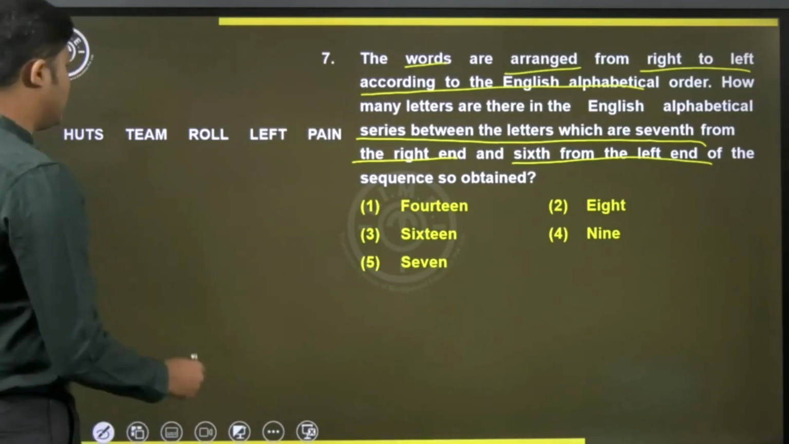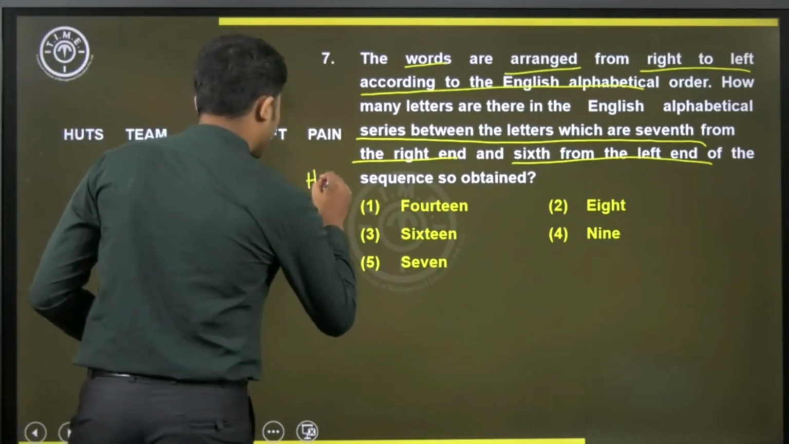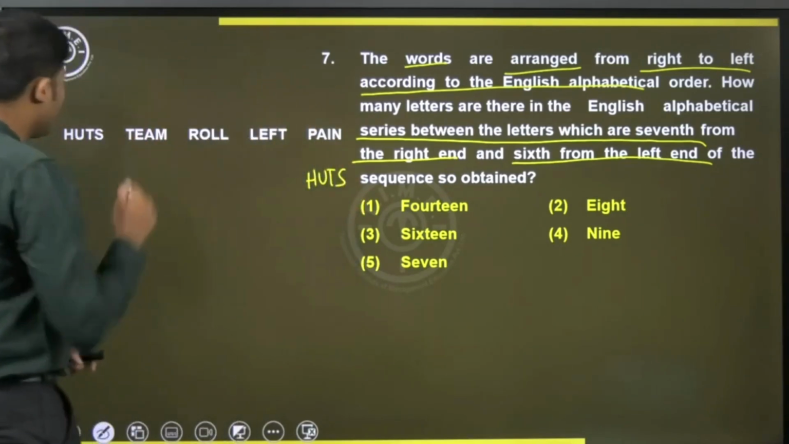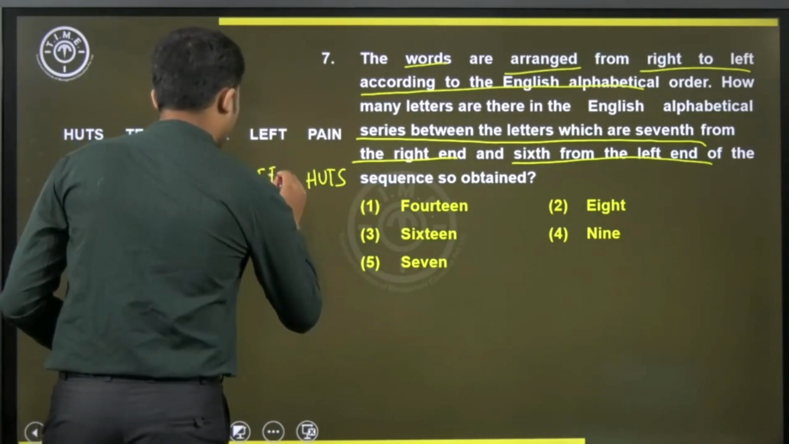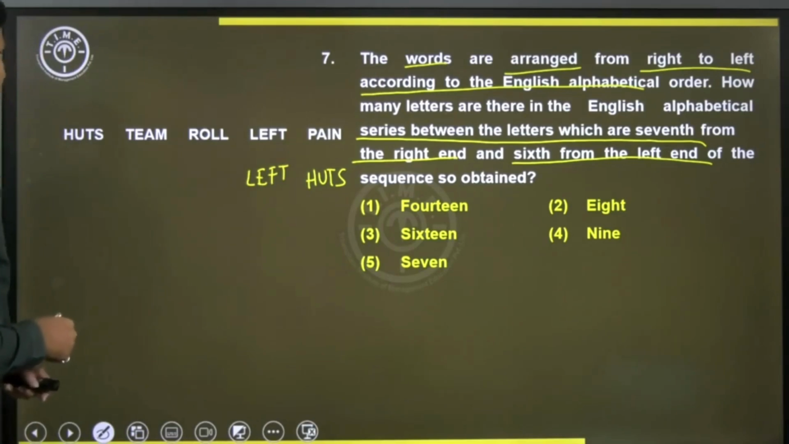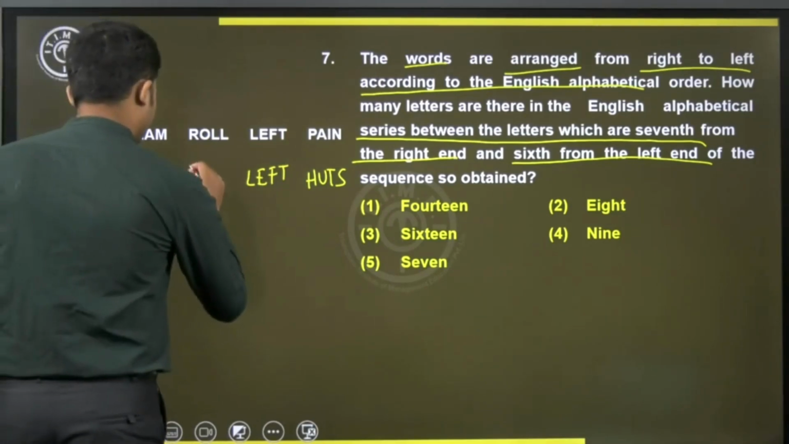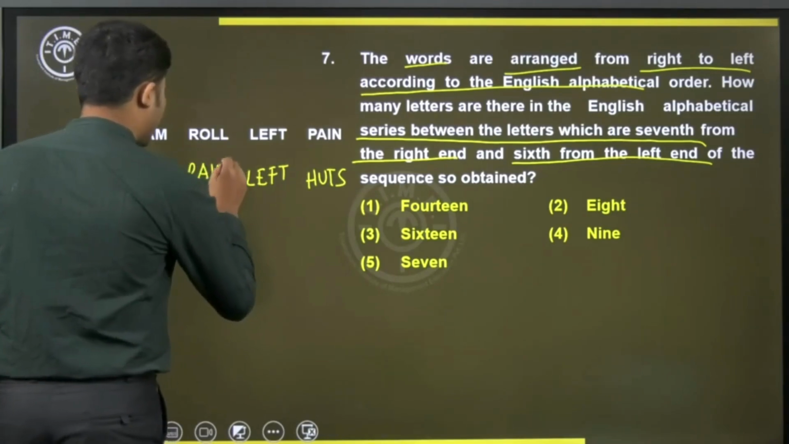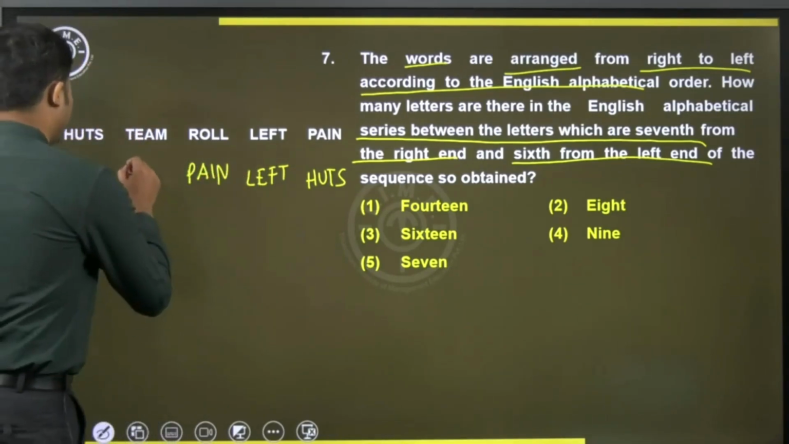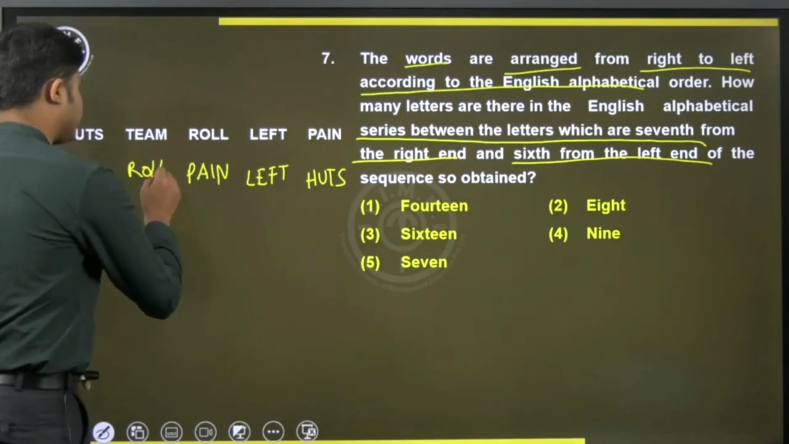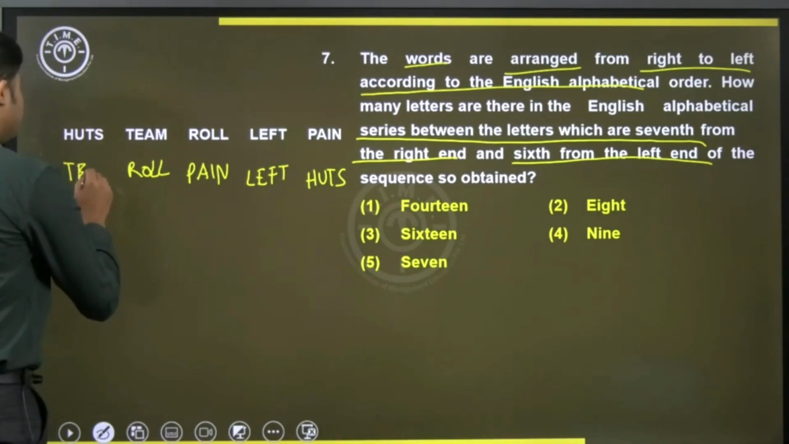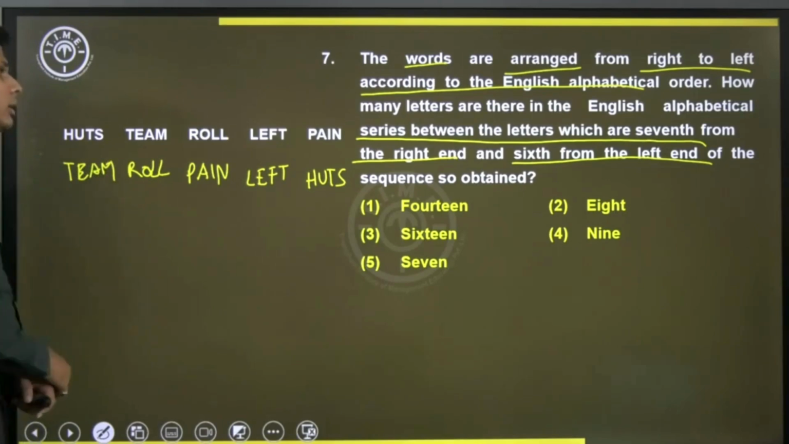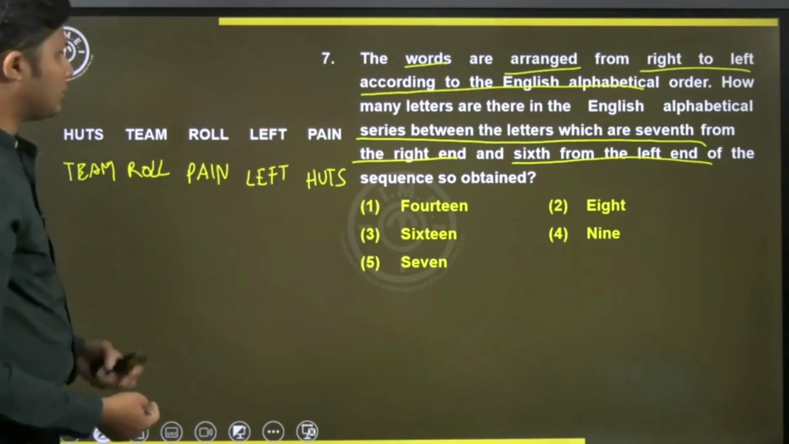So looking at this, huts would be at the right hand as per the English alphabetical order, and then left would be second from the right hand, and next pain would be third from the right hand, and then roll would be fourth from the right hand, and team is at the left end. So now we have arranged the words according to the English alphabetical order from right to left.